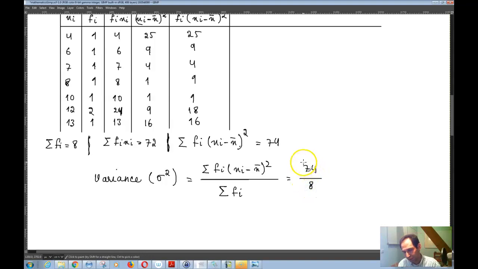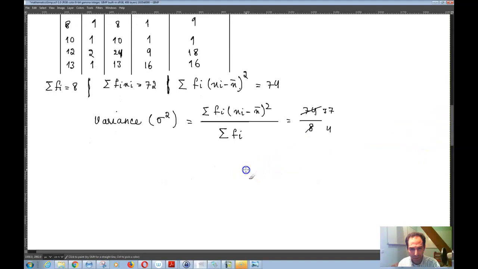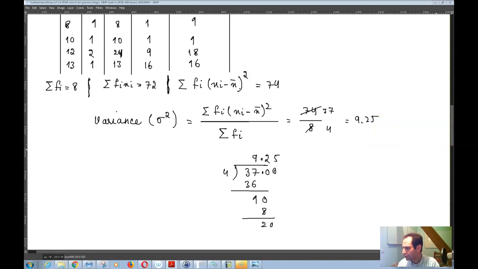which is the same, 74 over 8 is basically 37 over 4, right? 37 over 4 is the same thing as 9 times 4 is equal to 36, remainder 1, and then 0.00, 2 times 4 is equal to 8, so 9.25. I think that is the answer there.